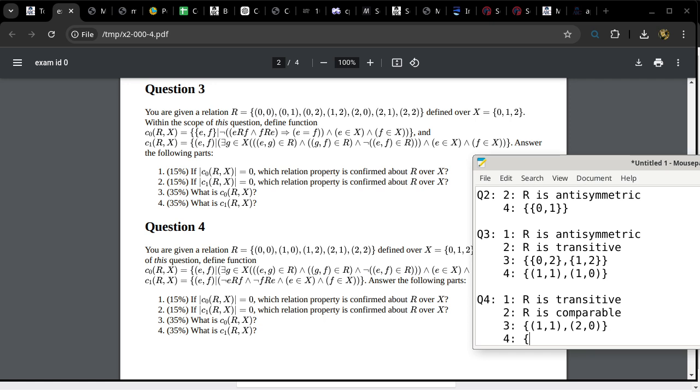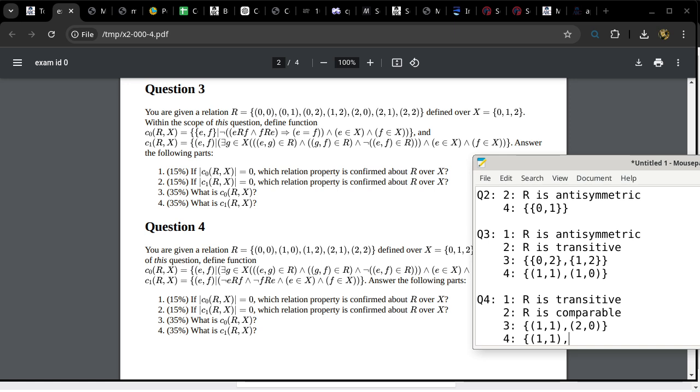Okay, so let's see. One is an element here because when E is 1, F is 1, 1R1 is missing, negating that is true. 1R1 is missing, the negation of that is true. So that's why 1 is at least one of the elements. So we'll see if there are any other ones. 0 is not going to be an answer. 2 is already here. 0 is relating to, okay, 0 does not relate to 2.